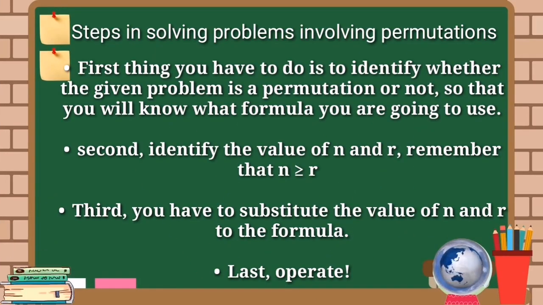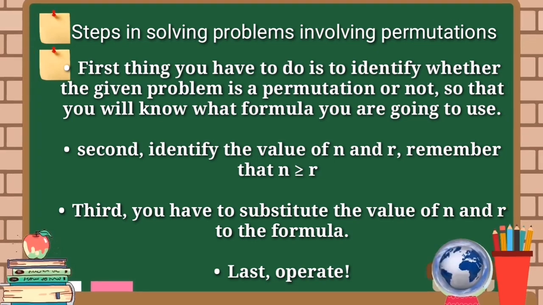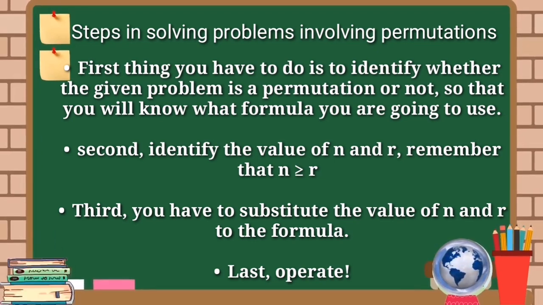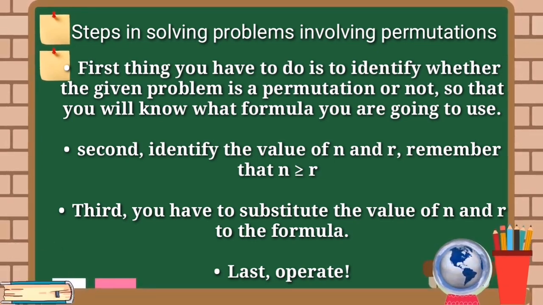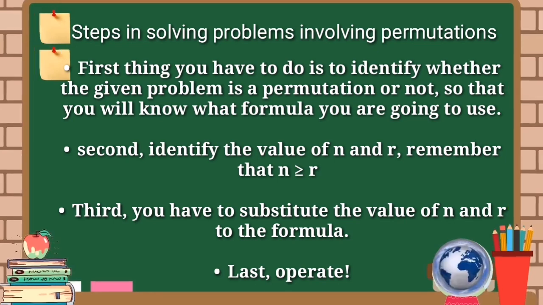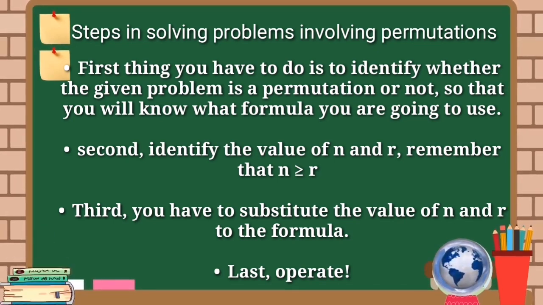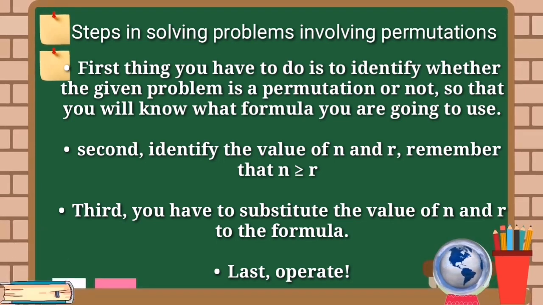These are the steps in solving problems involving permutations. First thing you have to do is to identify whether the given problem is a permutation or not, so that you will know what formula you are going to use. Second, identify the value of n and r. Remember that n is greater than or equal to r. Third, you have to substitute the value of n and r to the formula. Last, operate.